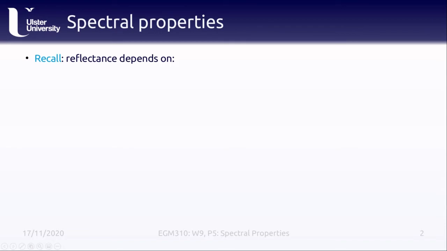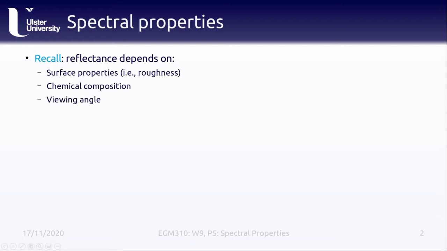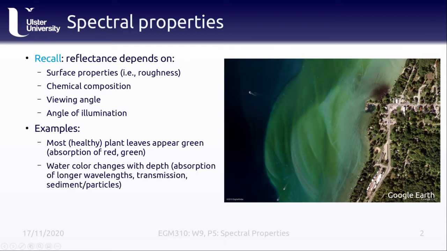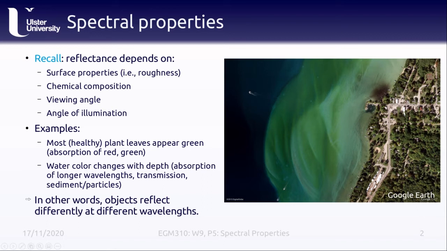Recall from the last lesson that the reflectance of an object, or the ratio of the energy that it reflects to the energy that falls on it, depends on its surface properties such as its roughness. It also depends on its chemical composition, or what molecules make up the surface, and also the viewing angle and angle of illumination. We talked about two examples: how healthy chlorophyll-producing plants appear green because they absorb red and blue wavelengths of light, reflecting the green wavelengths, and how water preferentially absorbs longer wavelengths, causing it to look bluer and bluer as it gets deeper. All of this is to say, objects or surfaces reflect differently at different wavelengths.